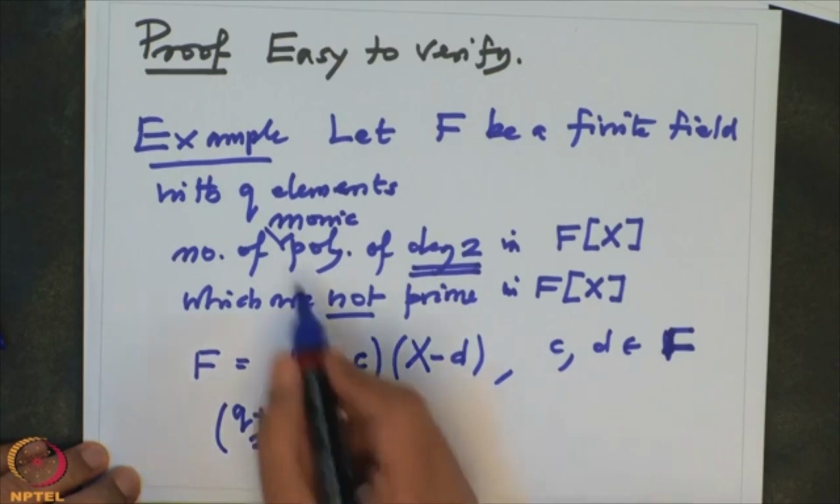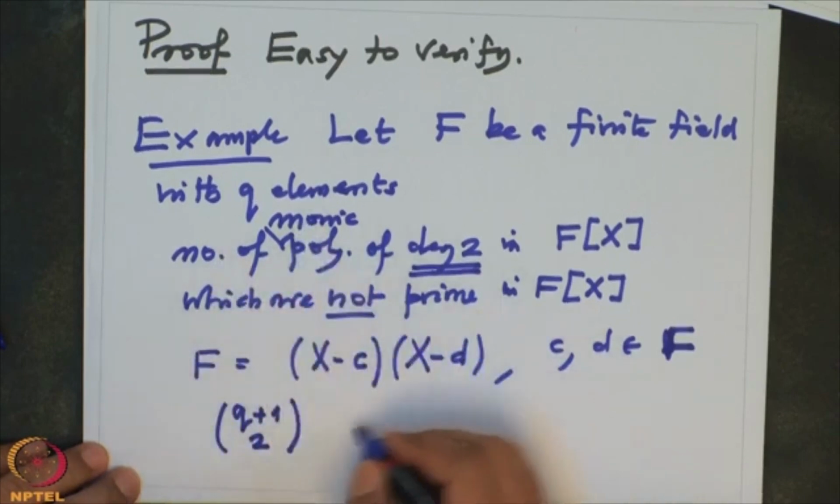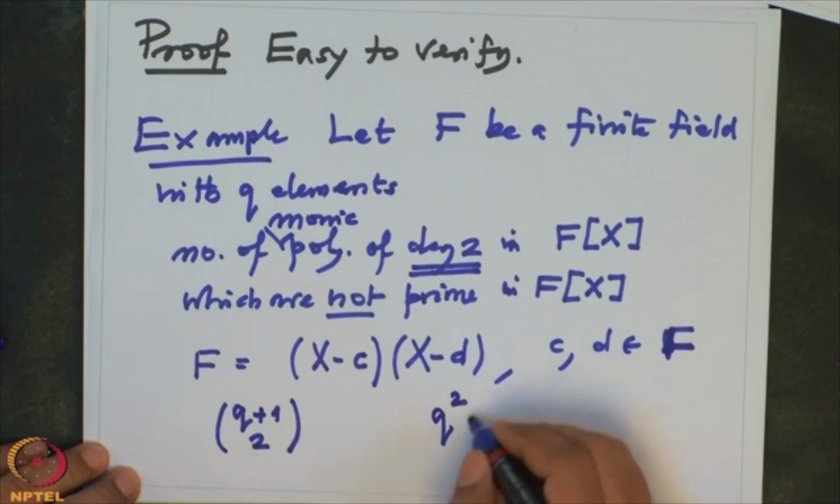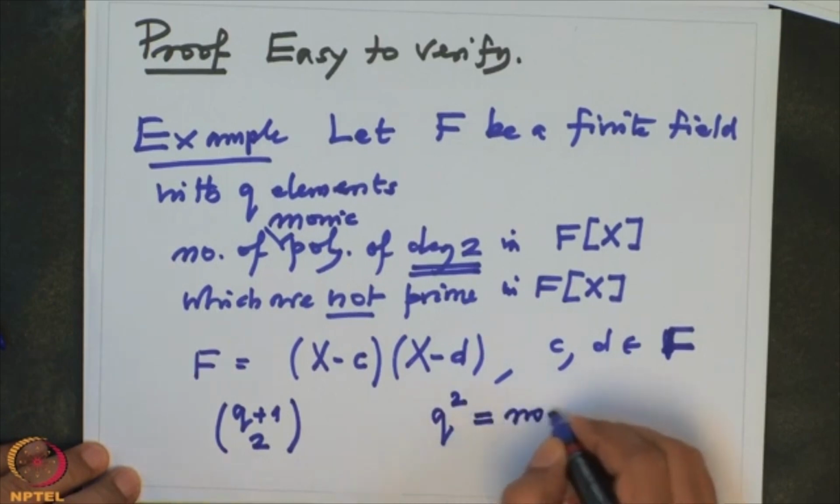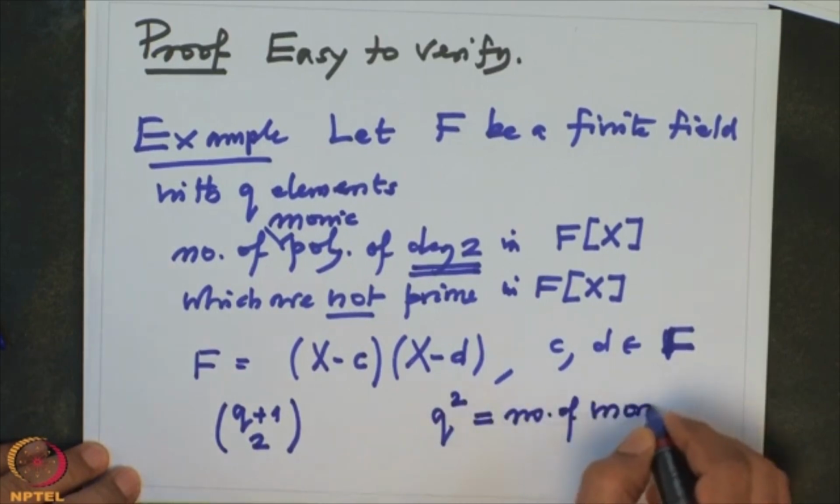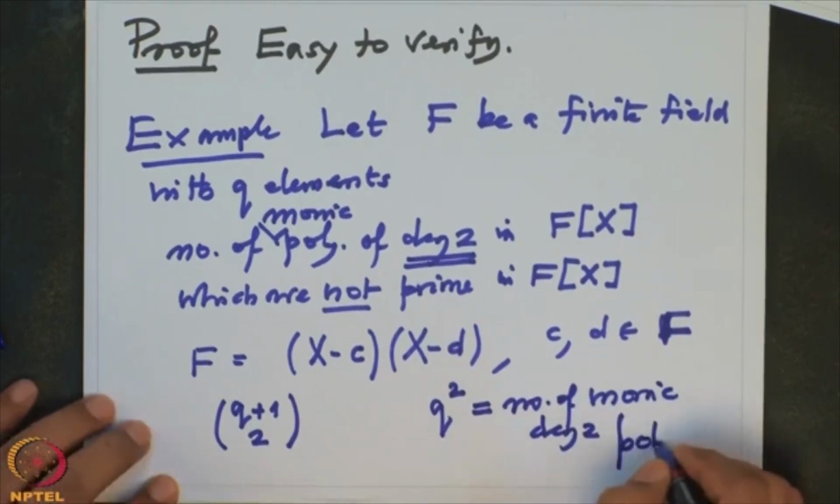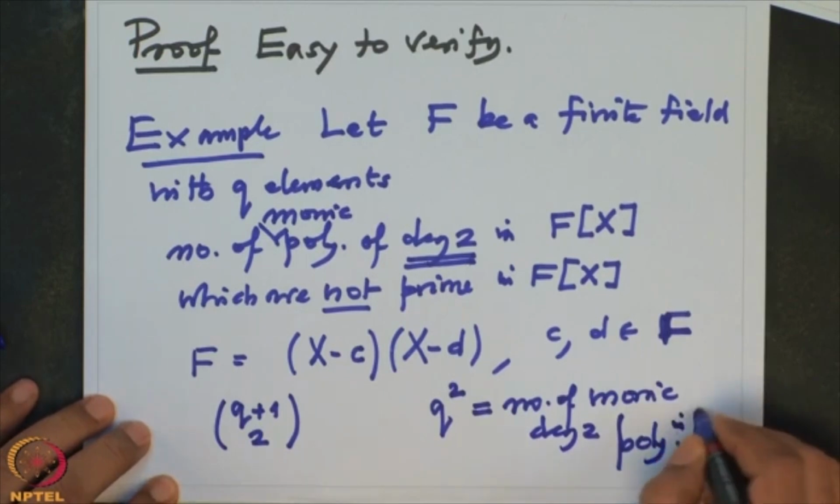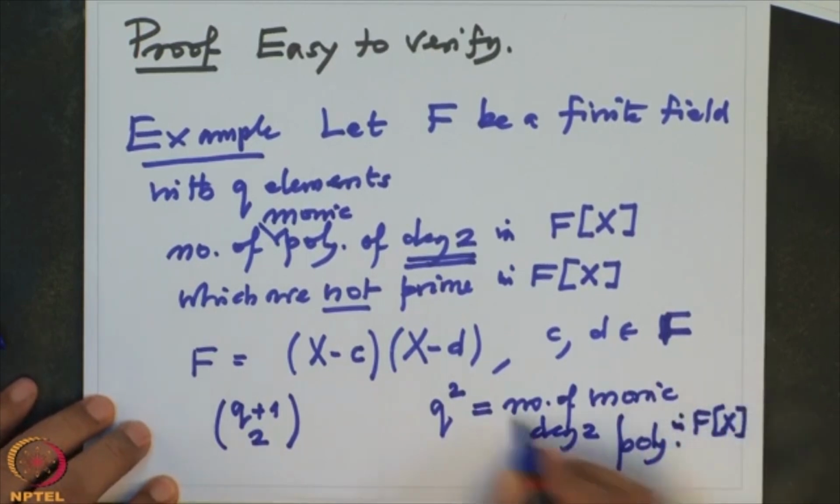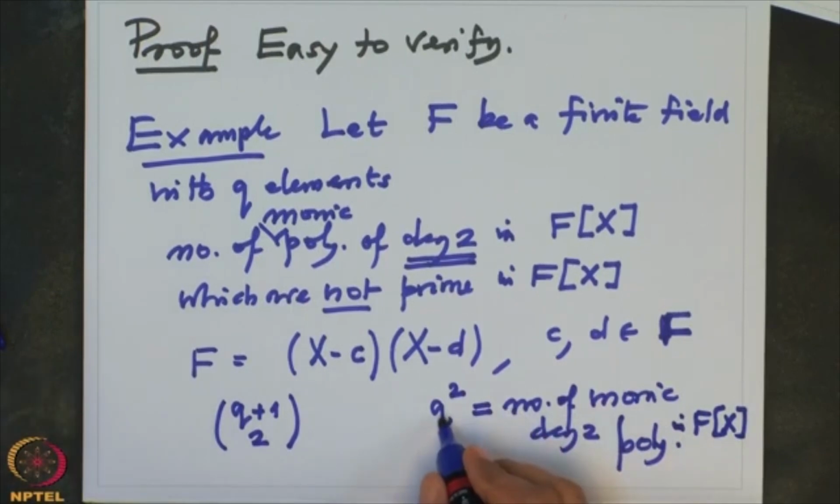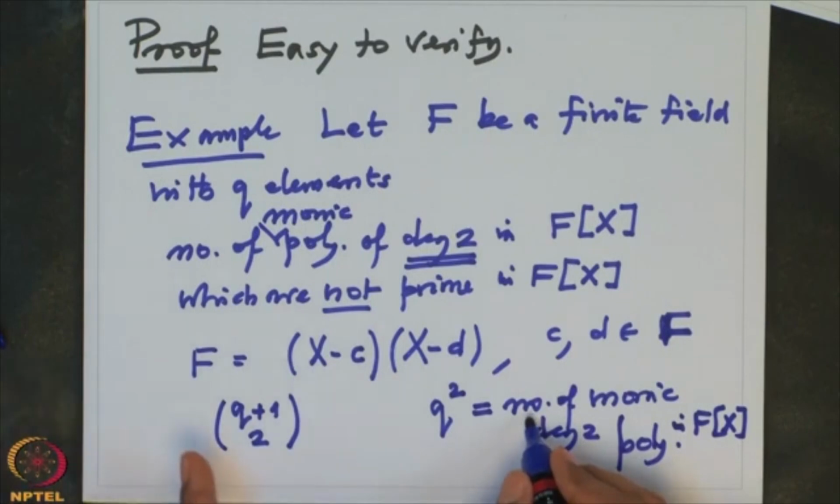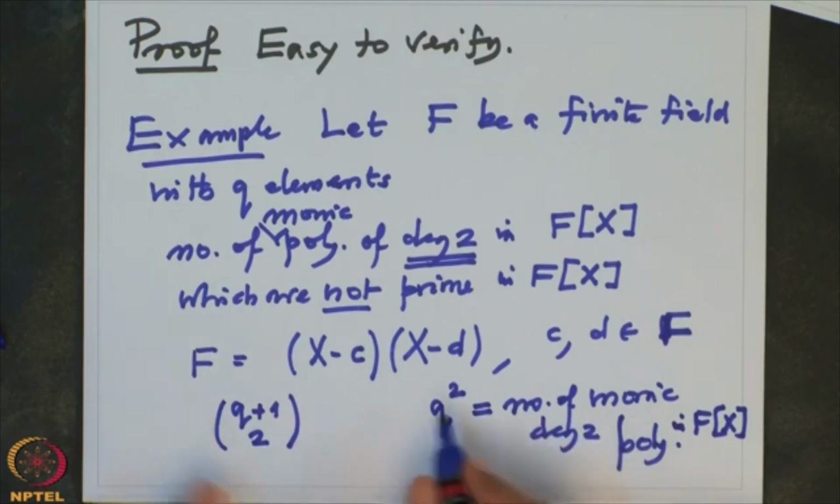And how many monic polynomials are there altogether? Altogether there are q square monic degree 2 polynomials in F[x]. Because it is monic, the x square coefficient is 1, and you only have to count the coefficient of x and the constant term. So there are two positions, and in the field there are q elements, therefore we will have q square polynomials.